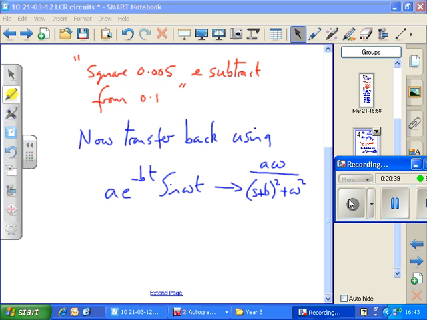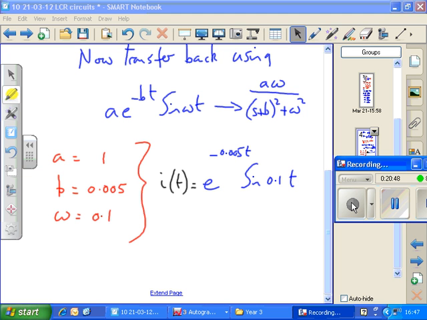The only thing we've got left to do is find A, isn't it? We now know we can write down what B is and what omega is. What's A? So therefore A equals 1, B equals 0.005 and omega equals 0.1. We put the figures into the transform. We get I, the current, is then described by this function: e to the minus 0.005t sine 0.1t.